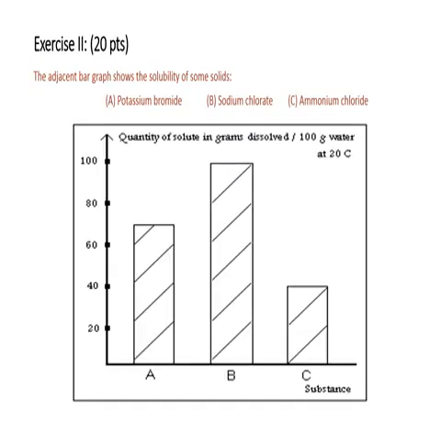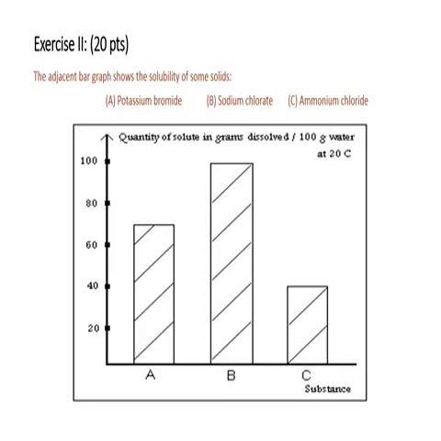Now we'll start with exercise 2. Exercise 2 is over 20 points. The adjacent bar graph shows the solubility of some solids. These are the 3 solids A, B, C. A is potassium bromide, sodium chlorate for B, and C is ammonium chloride.